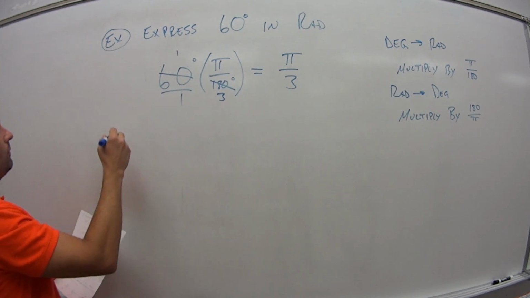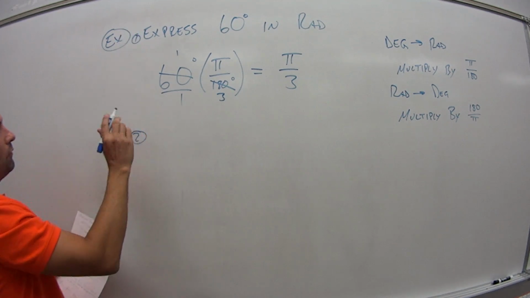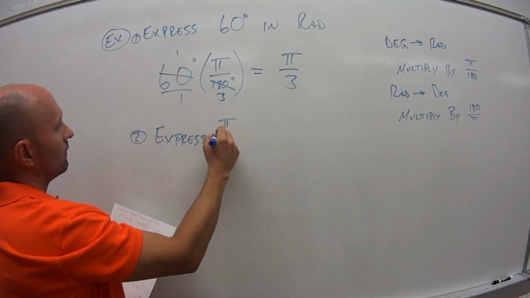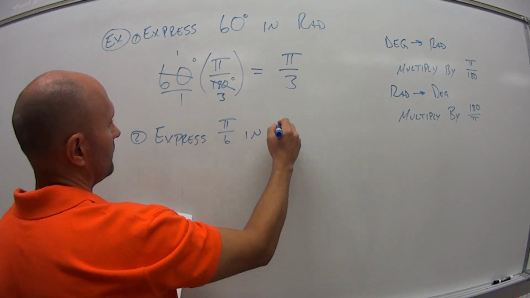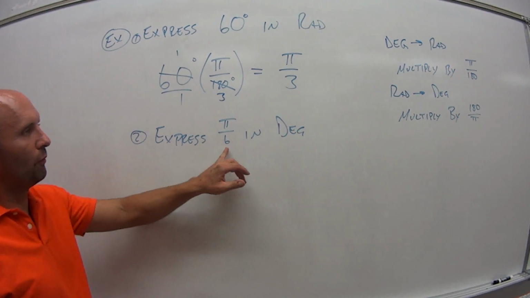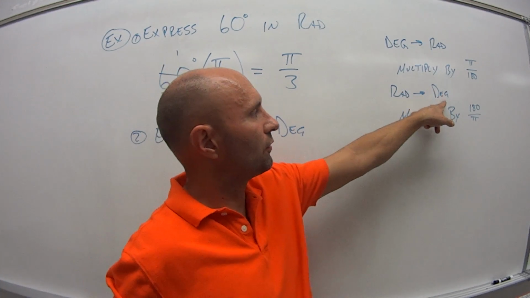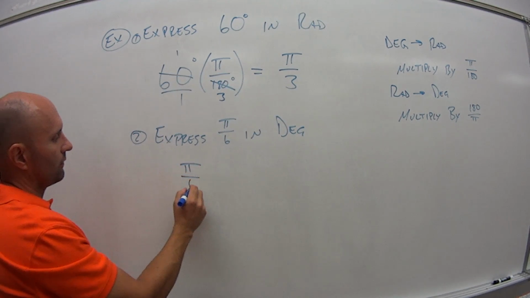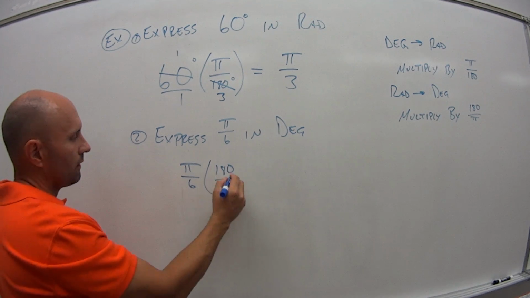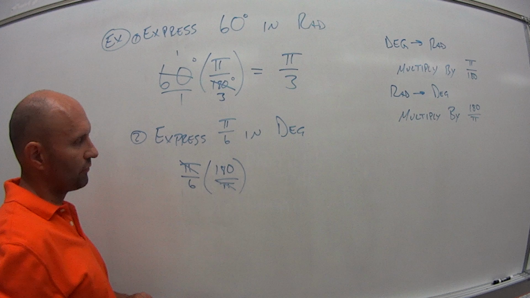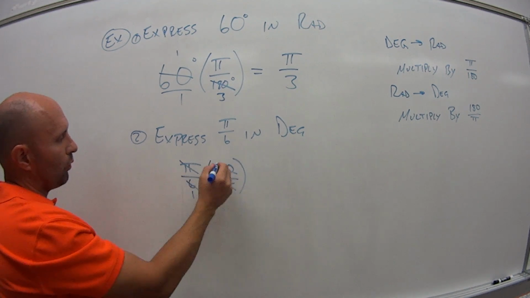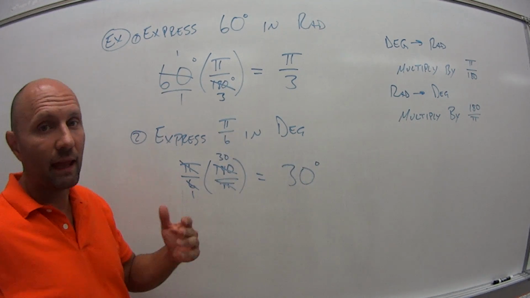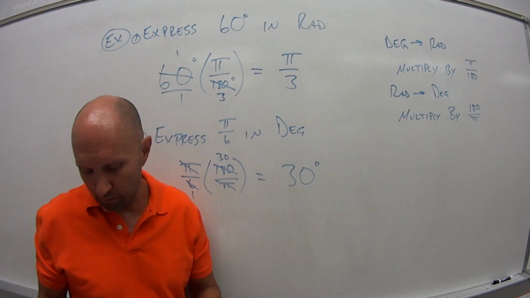Let's look at another example. If we call this 1, we want to express pi over 6 in degrees. So now we want to go from radians to degrees. That's the second one. Radians to degrees means we multiply by 180 over pi. So we're going to do pi over 6 times 180 over pi. Now we can see that the pi's cancel out. 6 cancels with 180 and gives us 30, which means that pi over 6 is equal to 30 degrees. And again, if you look at your unit circle sheet, you'll see that to be true.